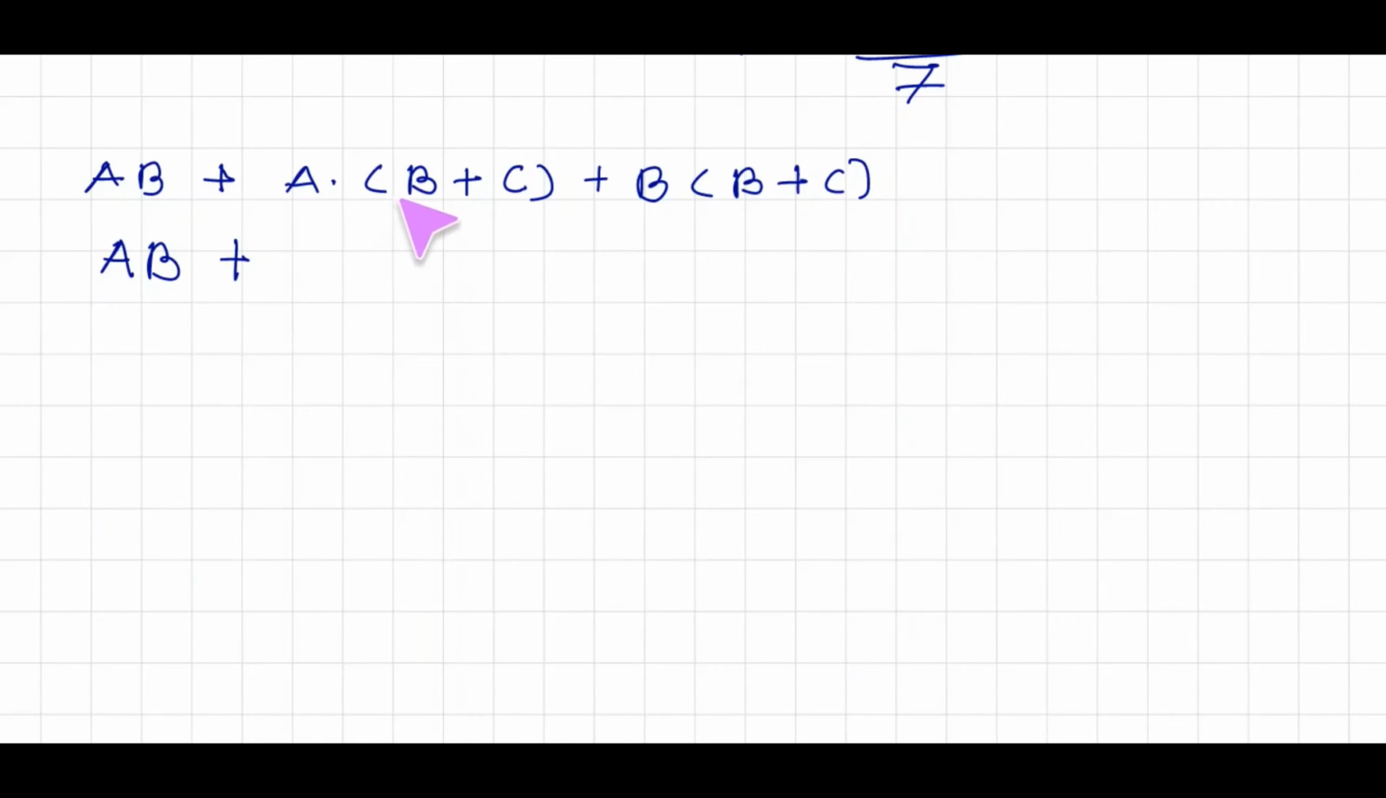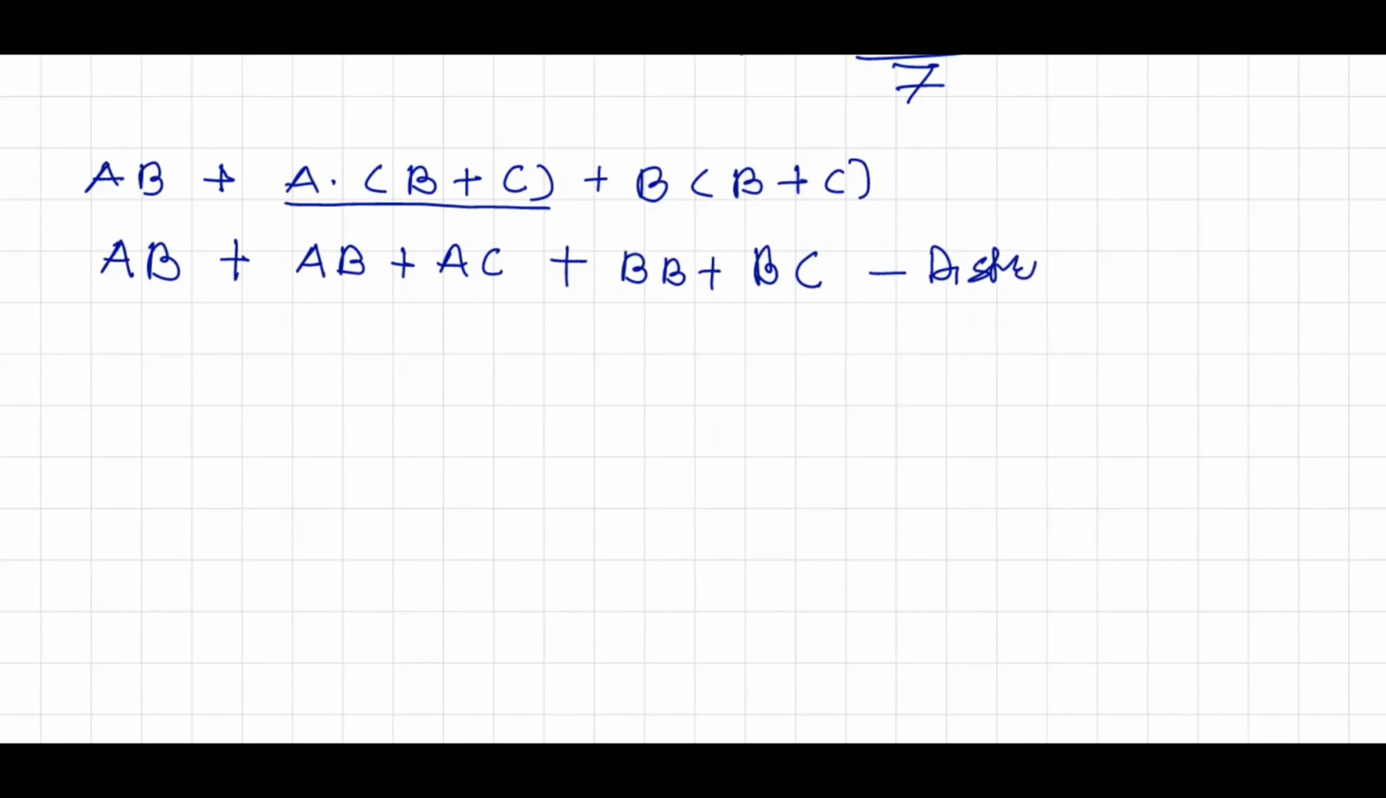So this A dot B plus C, using distributive law we can write that as AB plus AC. So remember that we are using distributive law here, plus again using distributive law we can write BB plus BC. So remember that this term and this term are the same, according to distributive law, which we already saw.